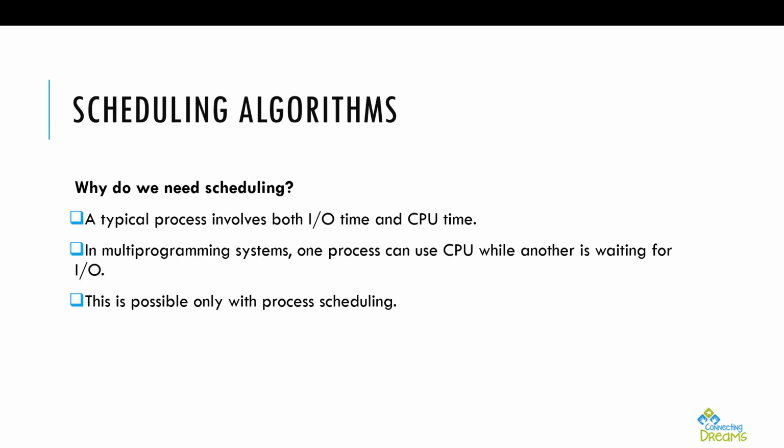Why exactly do we need scheduling? A typical process involves both input-output and CPU time. In uniprocessing systems like MS-DOS, time spent waiting for input-output is wasted and the CPU is free during this time. In a multi-programming system, one process can use the CPU while another process can be waiting for input-output at the same time. This is possible only with process scheduling.